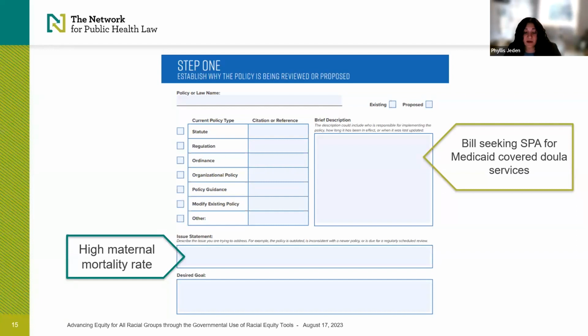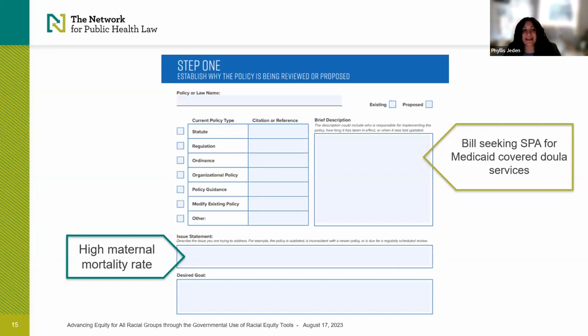So step 1 would be establishing why the policy is being reviewed or proposed. The description, of course, would be a bill seeking a state plan amendment for pregnant beneficiaries to receive doula services under a state Medicaid plan. And the issue, of course, being that the United States has a high maternal mortality rate, and the lower income an individual is, the higher that risk is. And mothers who are Black have the highest risk. Doulas are known to improve those health outcomes.